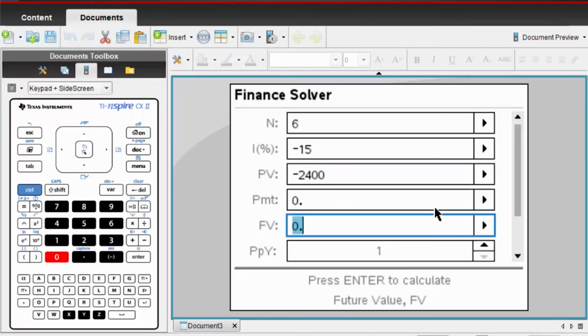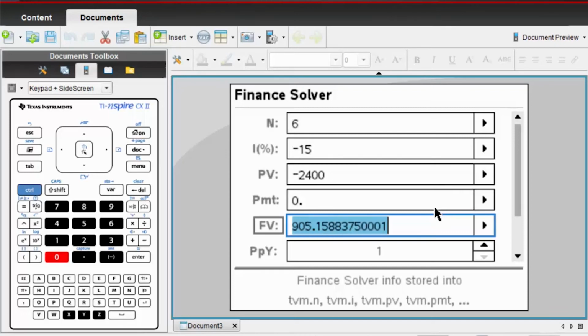Future value, we then work out. Remember, with depreciation, there are no compounding periods, so we just leave that as 1. So just go to future value, press enter, and it tells us our future value is $905.16, which is what we worked out before. So the only thing with depreciation is you've got to make your interest rate negative.